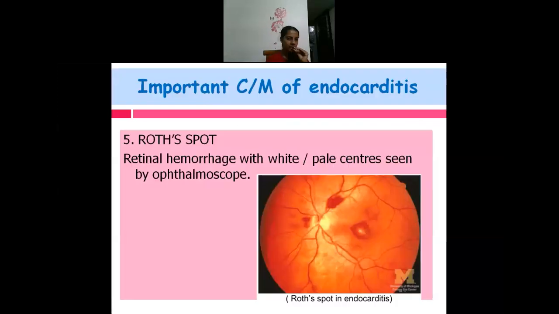Next one is Roth spot. Now Roth spot means retinal hemorrhage. How will you check for retinal hemorrhage? Most of the time by means of an ophthalmoscope. Okay, so remember, Roth spot means retinal hemorrhage.